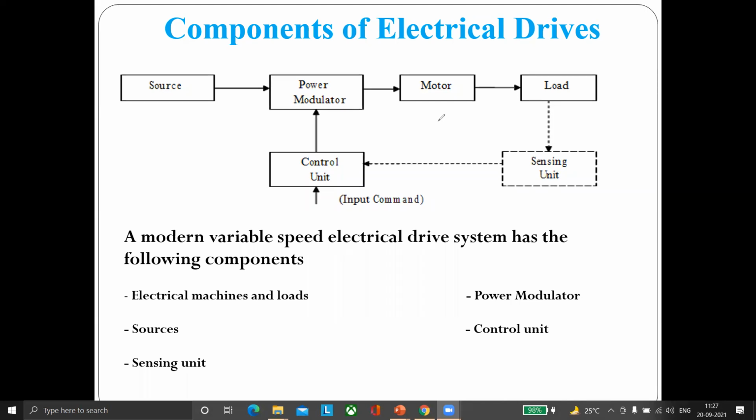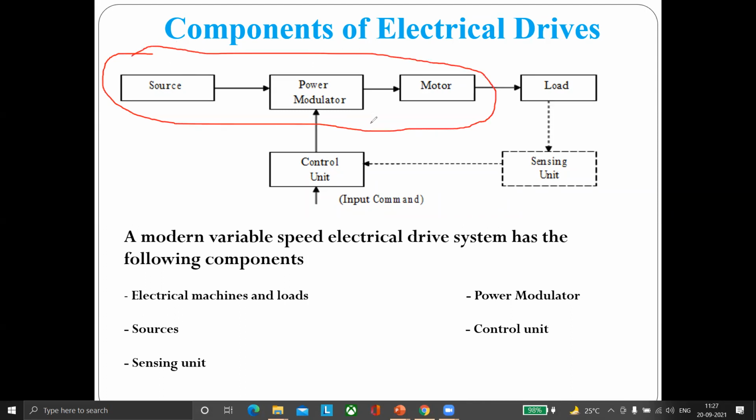But from this diagram, we can give one more definition. The combination of the electrical source, power electronic modulator, and electrical motor is called an electrical drive. Can we say that? We can give one more definition. The combination of the electrical source, power electronic modulator and electrical motor can be called an electrical drive. This is also a system.